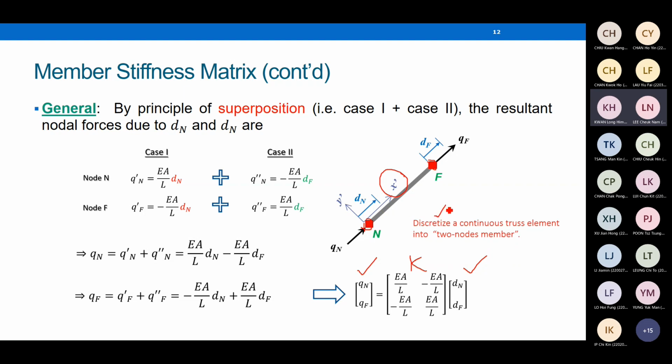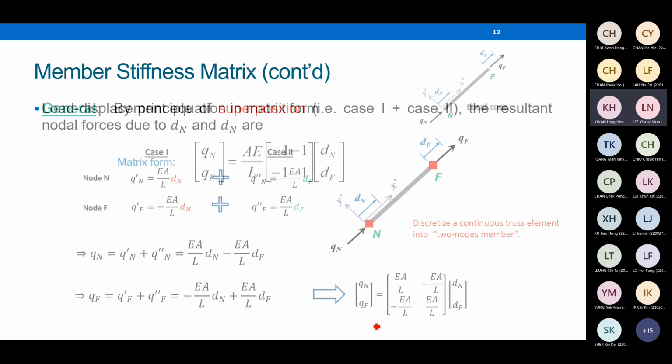Here we just mentioned discretization: discretizing a continuous truss member into a two-node member. What happened at the middle? We are not really sure because there's no node at the middle. We only know the quantities at the positions with nodes by solving the equations.